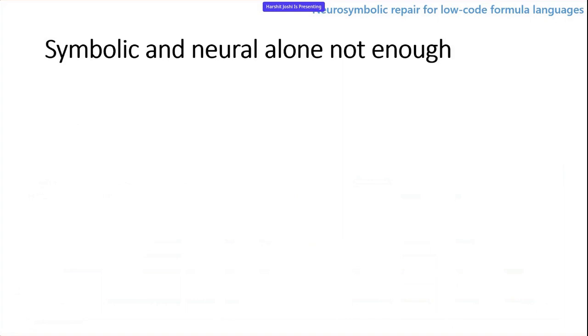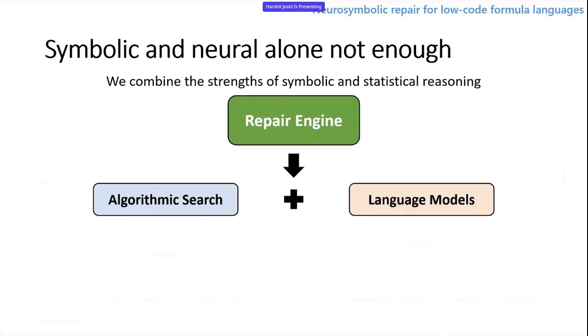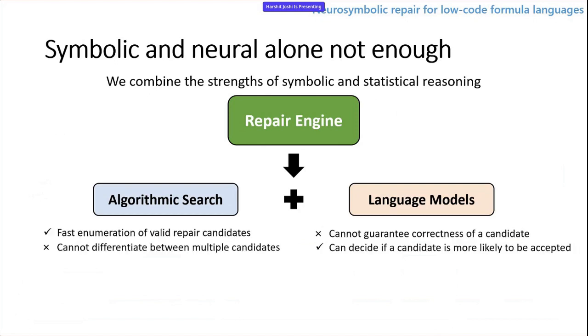Now, finally, through our work, we show that symbolic and neural methods as separate systems are not enough. However, we can combine the strengths of symbolic and neural systems. The symbolic system helps us in fast enumeration and generating valid repair candidates. On the other hand, the neural model, although it cannot guarantee us correctness of candidates, can help us in other things like ranking the candidates and predicting the error locations.